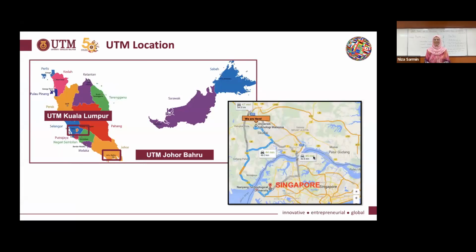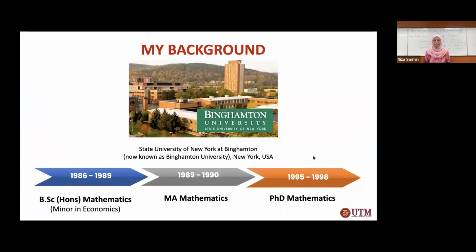To show you closer, that's Malaysia. So UTM Kuala Lumpur is over there in the central of Malaysia, and Johor Bahru, you see on the right, is just near Singapore. So you can also fly to Singapore and take a bus or train. Now, as mentioned by the MC earlier, this is my background. I received my bachelor, master, and PhD from this university.